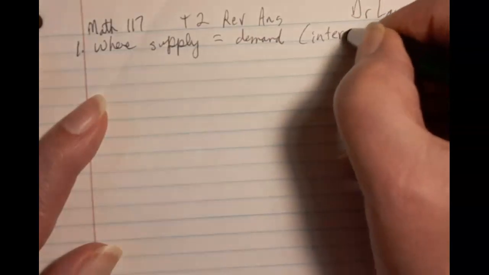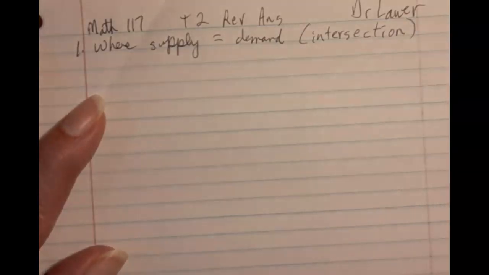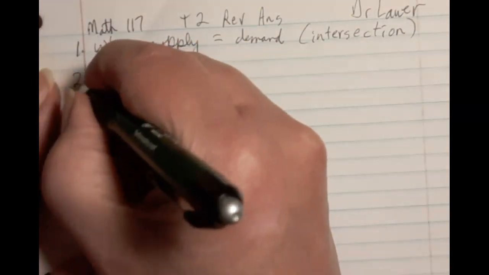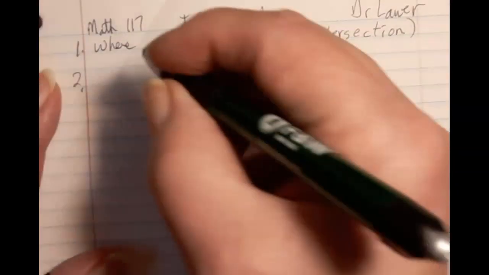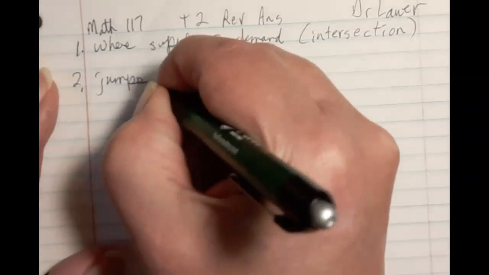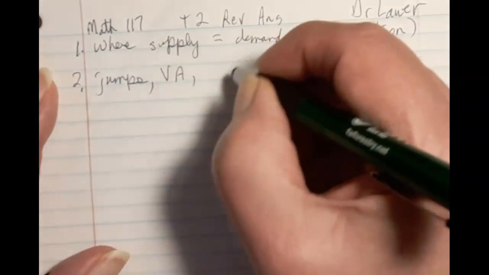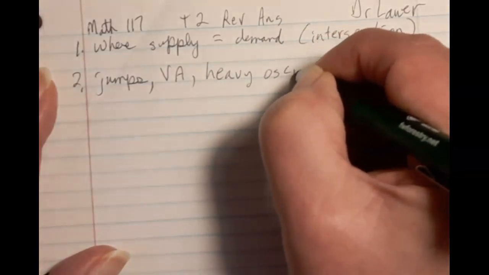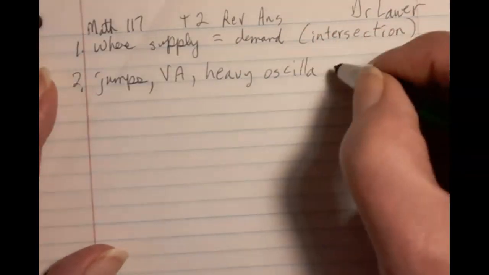This also is the intersection. So you want to think about what you would do to find that market equilibrium. It's about doing the intersection on your calculator. Number 2, list the structures on a graph that cause the limit to fail. Well, that's jumps, vertical asymptotes, and heavy oscillation. You could put OSC period.